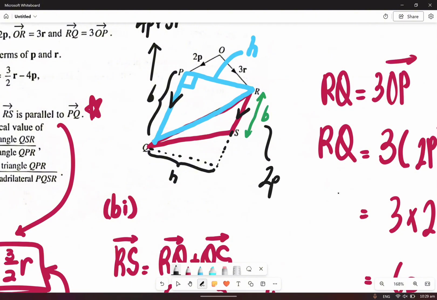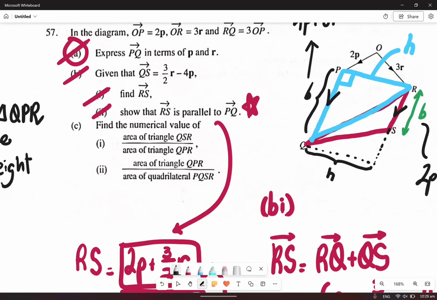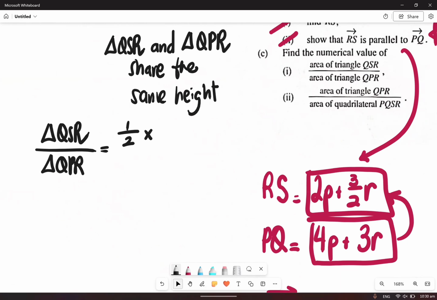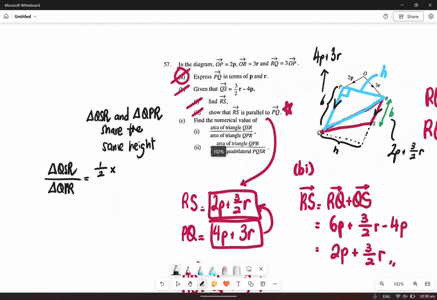2P plus 3 over 2R, right? Yeah. So you see, if everything else is the same, let me just help you with this. You are going to write this down. Area of triangle QSR over triangle QPR is equal to half times, what is my base? Can somebody tell me what is my base? My base for QSR has a base of 2P plus 3 over 2R.